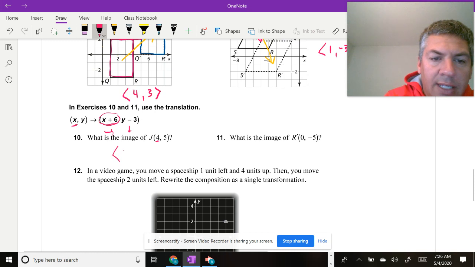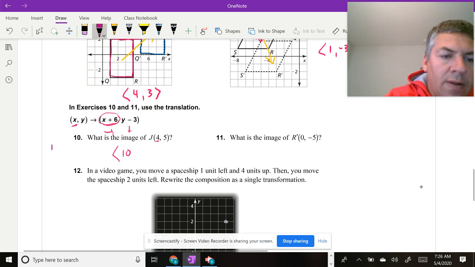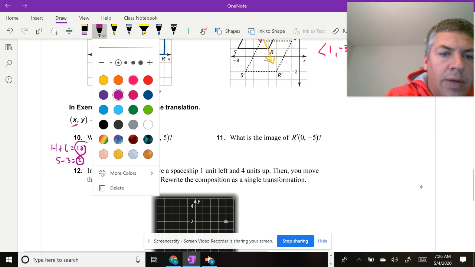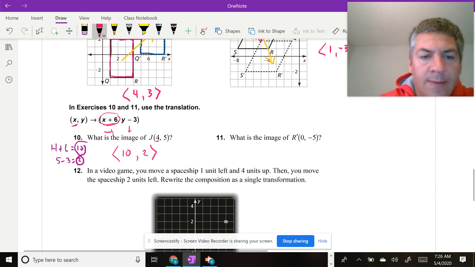4 plus 6 then equals 10. All right. And over to the side, I'll just kind of highlight the fact that that's what I did. 4 plus 6 is 10. And then 5 minus 3 is 2. So my new point is 10 comma 2. All right. So that's kind of where we're at here. 10 comma 2. All right.